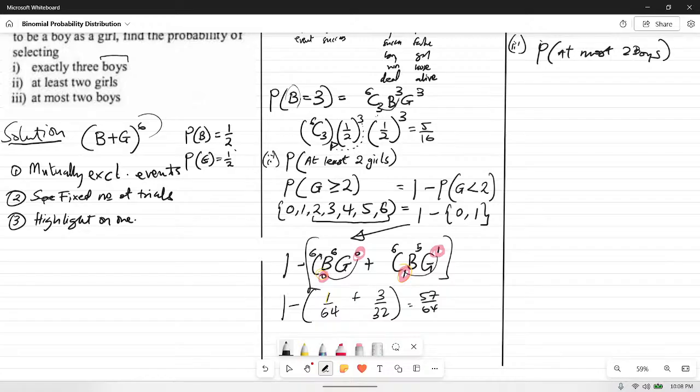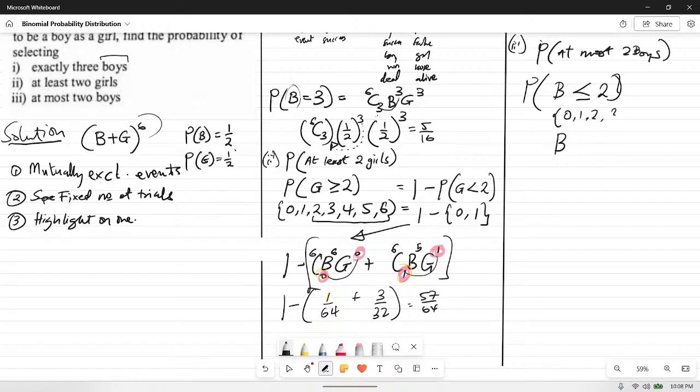Okay, so I want you to say what you can do about this one. What do you have in mind? When you say at most 2 boys, it is going to be b less than or equal to 2. Very good. So it means we want b to be, if you are listing this, 0, 1, and 2, right? Or better say, let's list all of them and underline what we want.